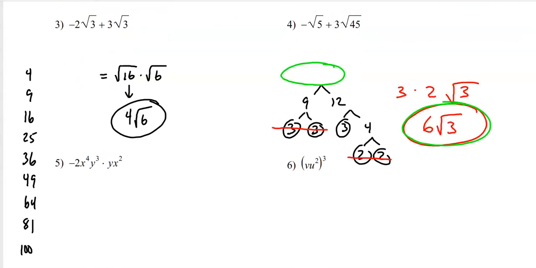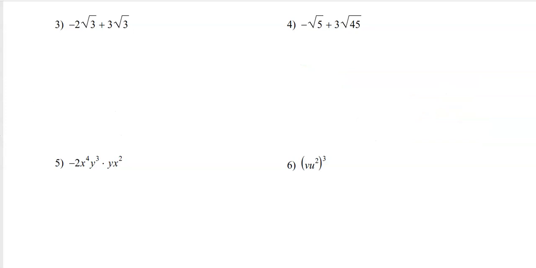Number 3. Well, now we're adding and subtracting. And if you're going to add or subtract radicals, they have to be the same. They have to be like radicals. This problem is set up really nice because they're both radical 3. So pretty much all I have to do is just do whatever the front numbers, the coefficients, tell me. So a negative 2 plus 3, well, that's 1. And then the radical 3 just comes along for the ride.